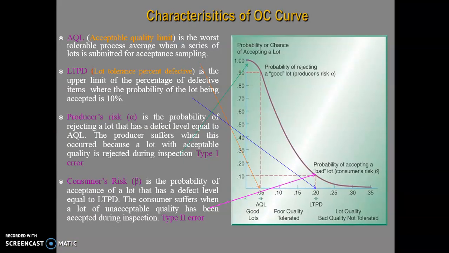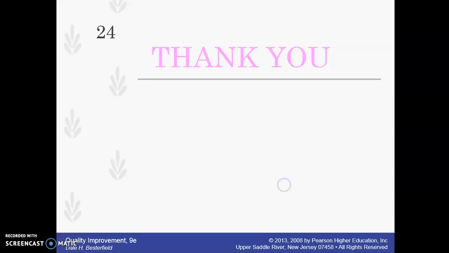The characteristic of the OC curve determines how well your sampling plan performs based on the producer risk and the consumer risk. This subject will be covered in the next section. Thank you for your attention. See you.